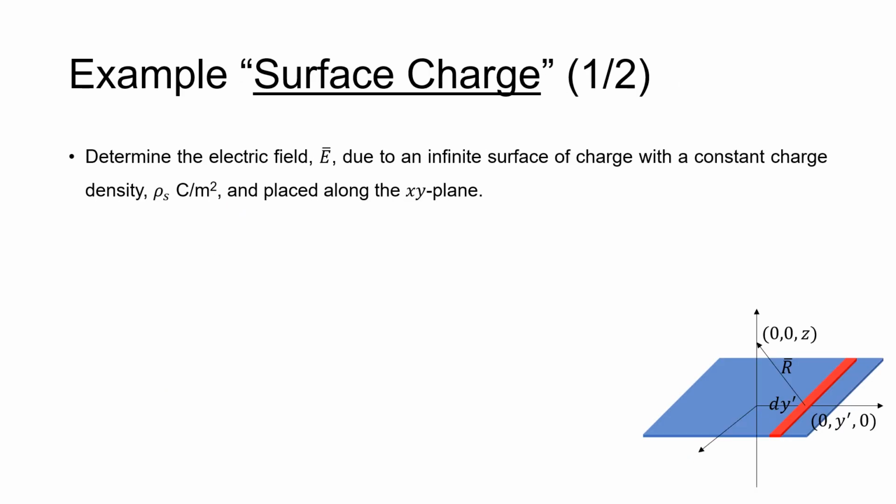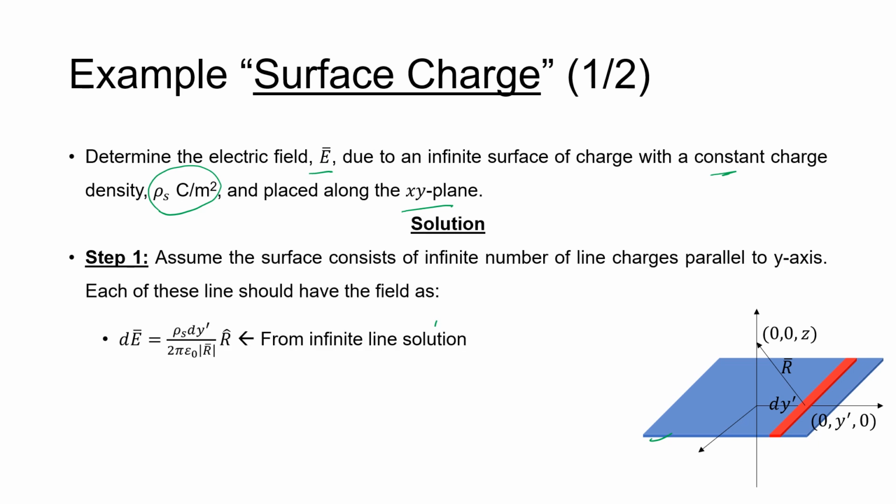We have one example. Let's read together. Determine the electric field E due to an infinite surface. This one is an infinite surface placed in the xy plane and has a charge density which is constant, meaning it is uniform, rho s Coulomb per meter squared. And let's do the solution.